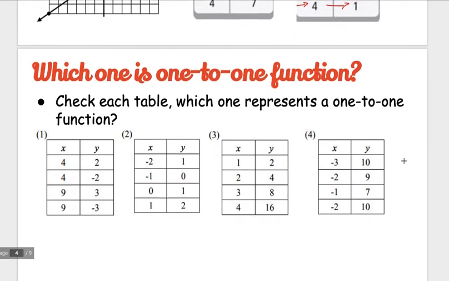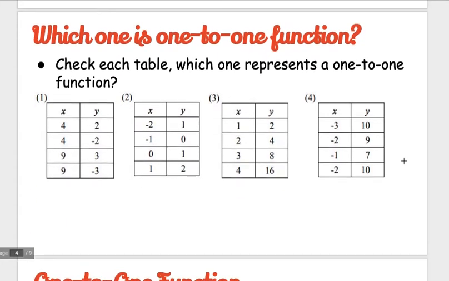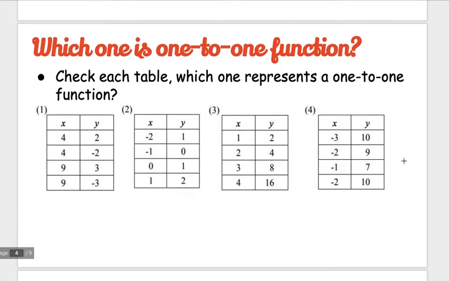Now, let's check these choices here to see if you can find which one is a one-to-one function. Check each table, which one represents a one-to-one function. You can pause the video here and check. The very first thing is that it has to be a function, meaning x cannot repeat. When x repeats, this is not a function.